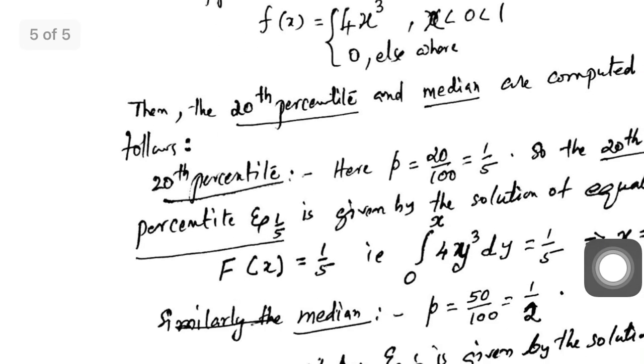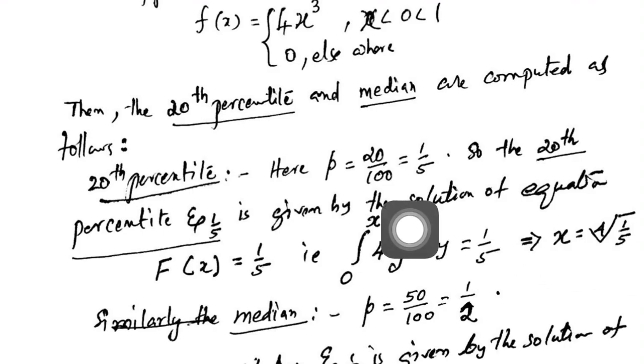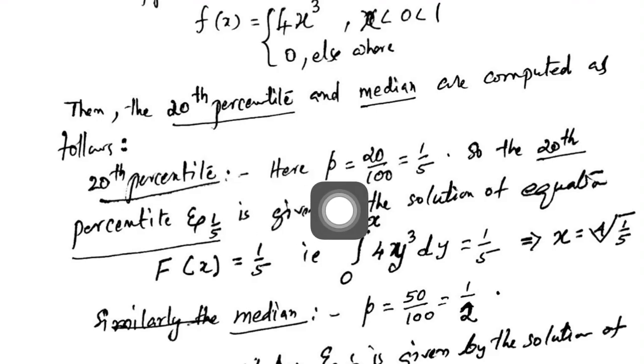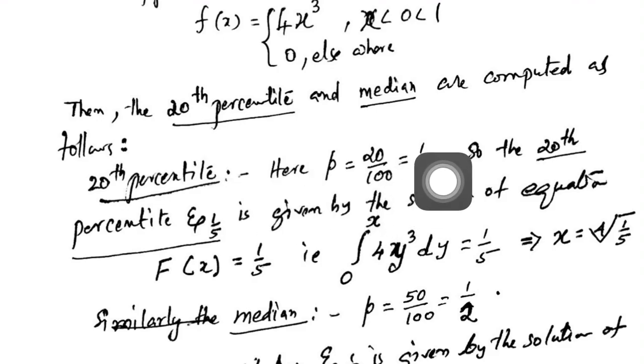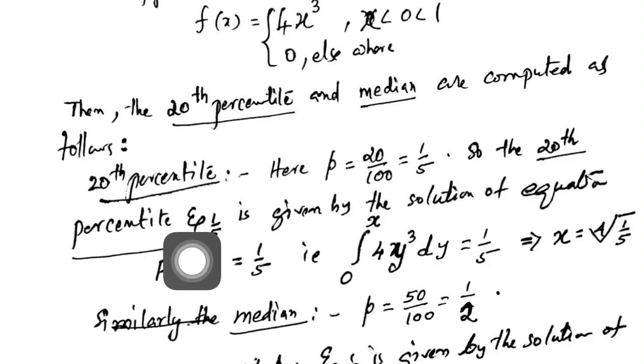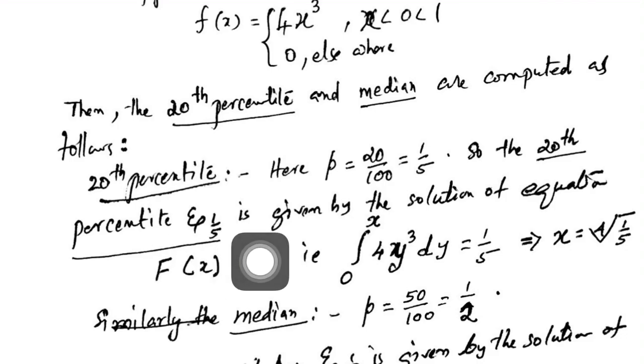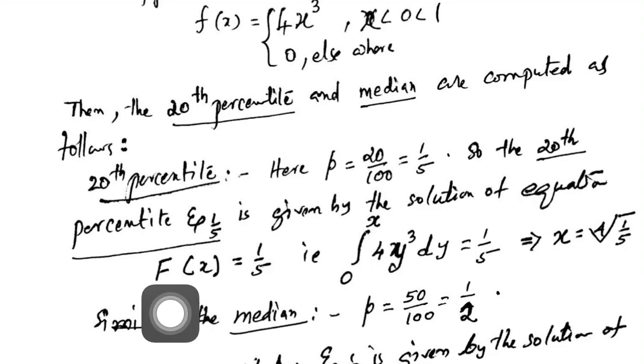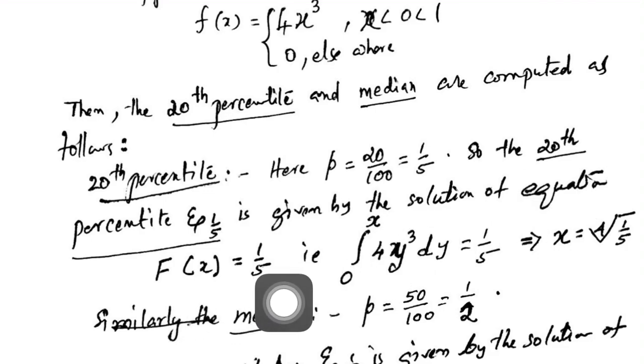Okay? Then here in this example, first we try to find the 20th percentile. For this, you take p equal to 20/100, that is equal to 1/5. So the 20th percentile is, by notation, ξ 1/5, and is given by the solution of the equation F of x equal to 1/5.